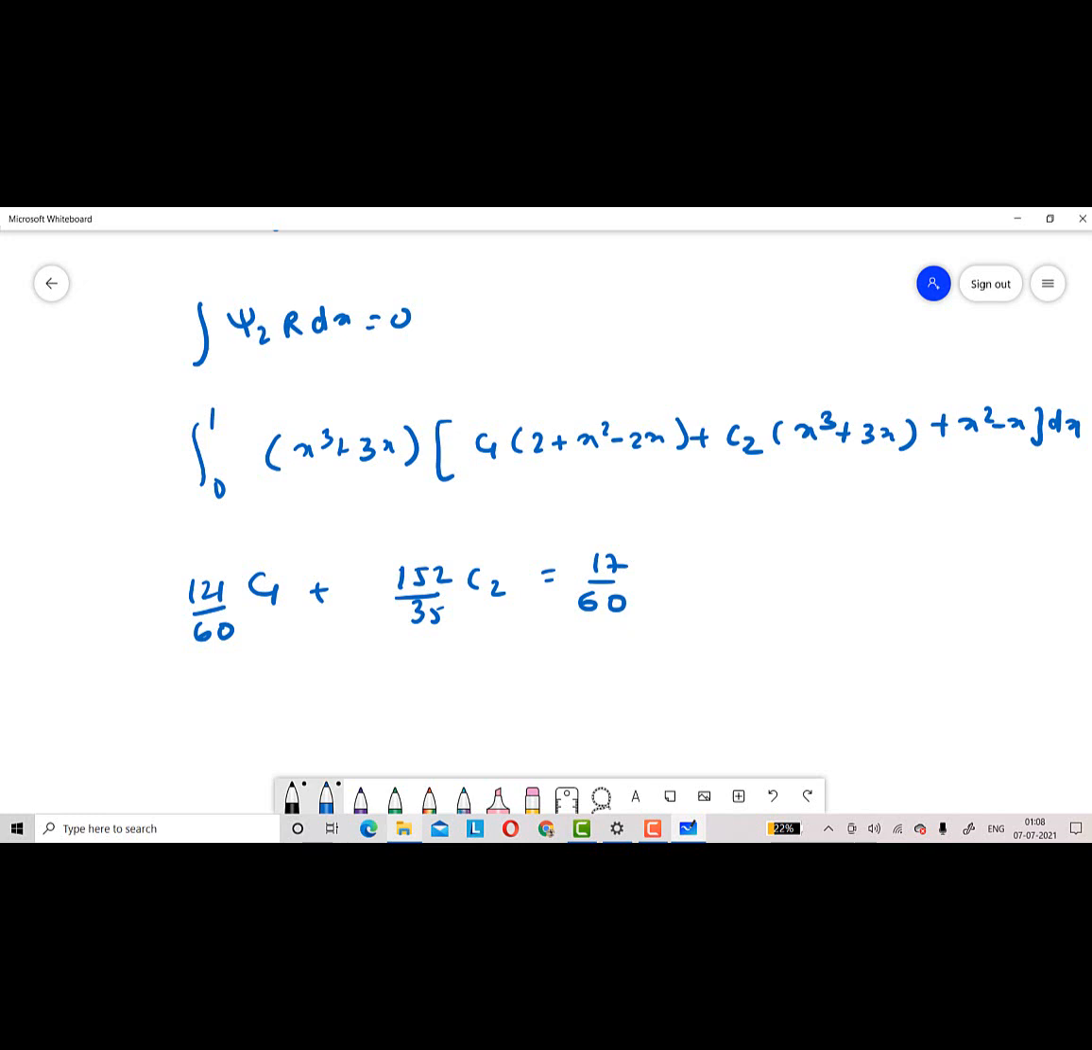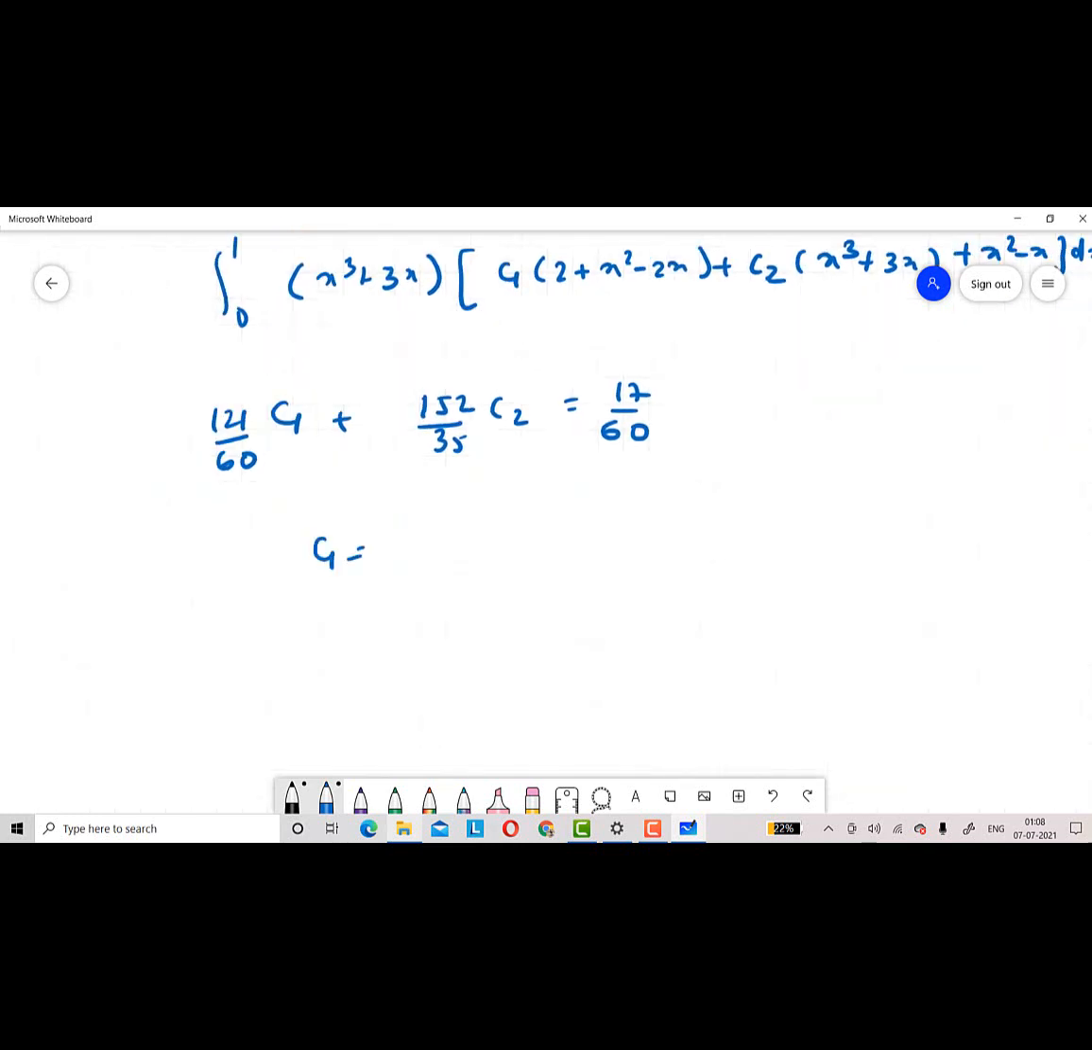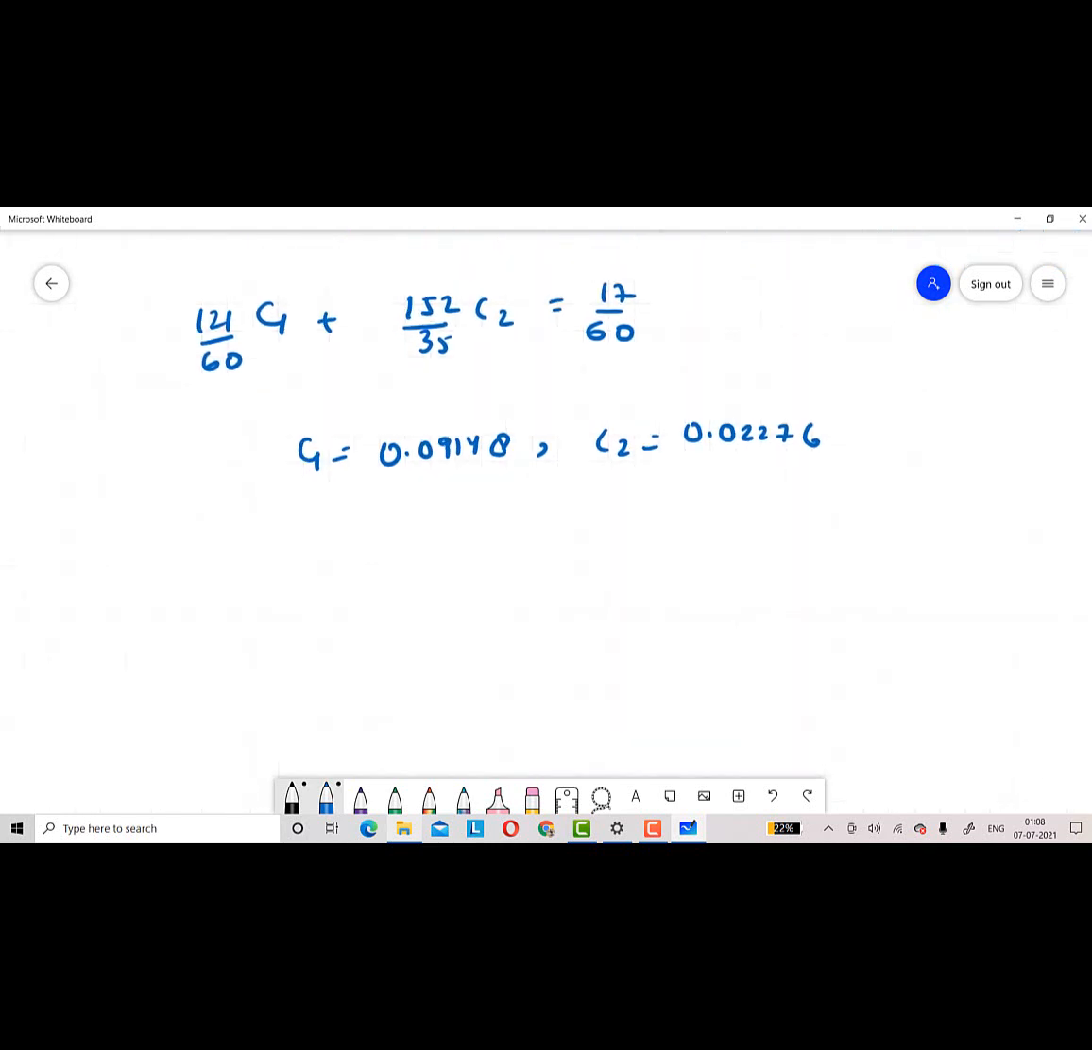Then on solving, we will get the value of C1 equals 0.09148 and C2 equals 0.02276. So this is what we did, and our four methods are completed. Let me do a little solution for the fourth one, so that you will understand how we calculate this.